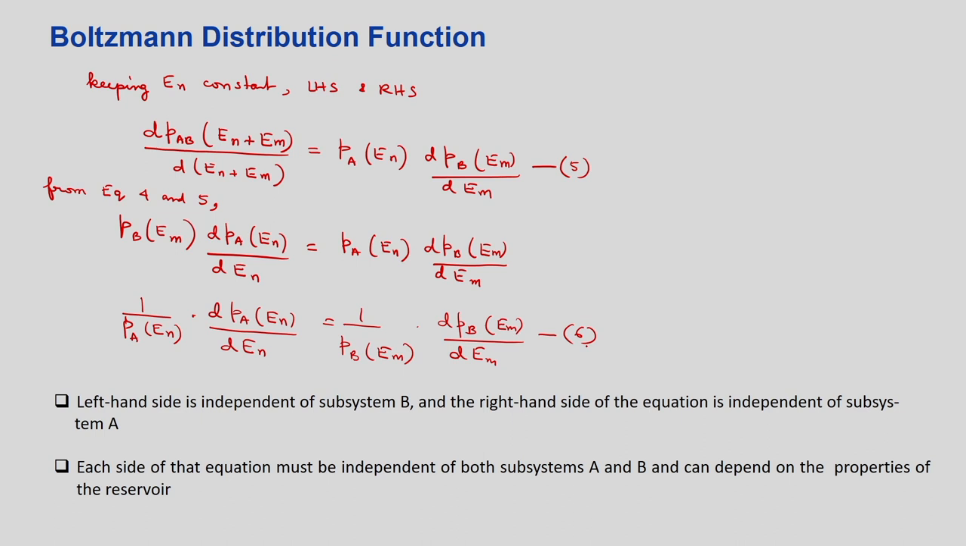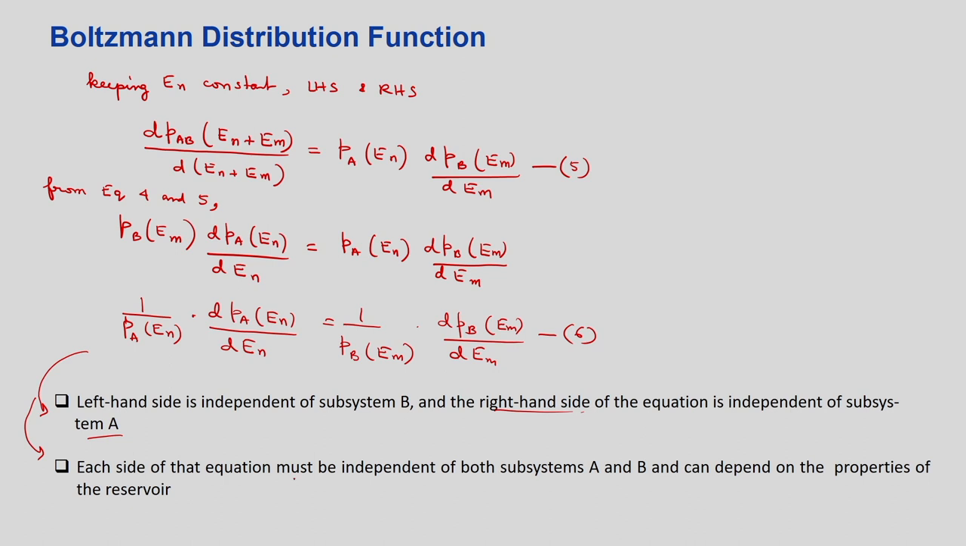If you see both the sides, these two observations come into the picture. The left hand side is independent of subsystem B. If you see this LHS, there are no B terms here. Whatever properties En are of subsystem A, and the right hand side of expression 6 is independent of subsystem A. You do not have any term which has En or A. So, both these terms are independent of each other. But it should be equal to something.